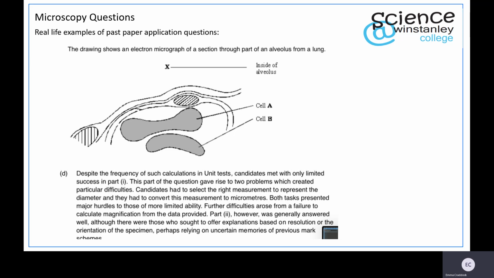Part 2 was answered well, okay, but there were those who didn't think about the orientation of a specimen. So make sure you think about orientation, where a mitochondria can look round because it's been cut through lengthways rather than oblong, where it's cut through horizontally. So always think about that.